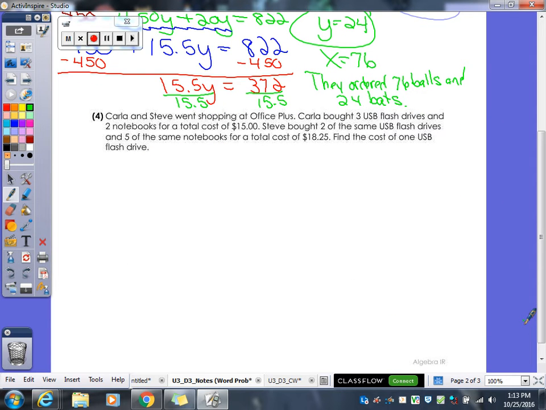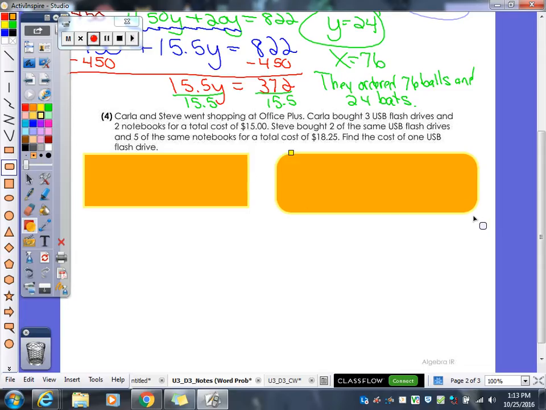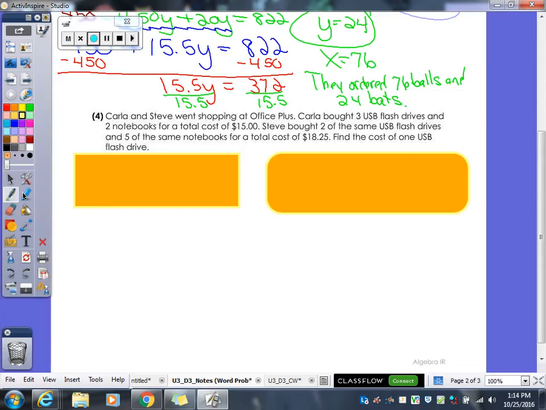Now this one, even though it has money, there's money throughout the problem. So we're going to have a let statement box, and then we'll have an equation box. All right, our let statements. We have two things that we're buying here. We're buying notebooks and flash drives. So I'm going to let F equal flash drives and N equal notebooks.